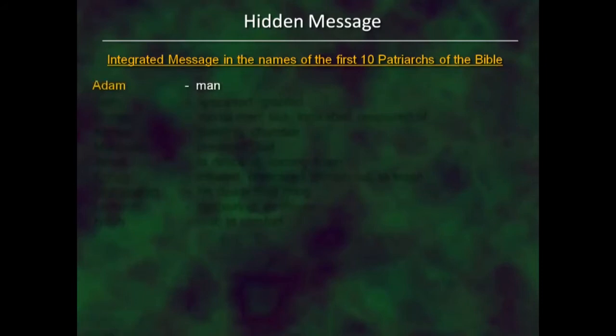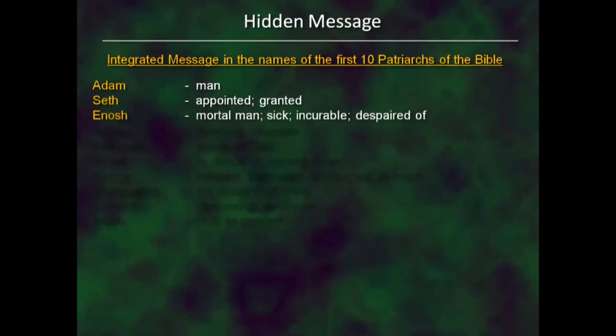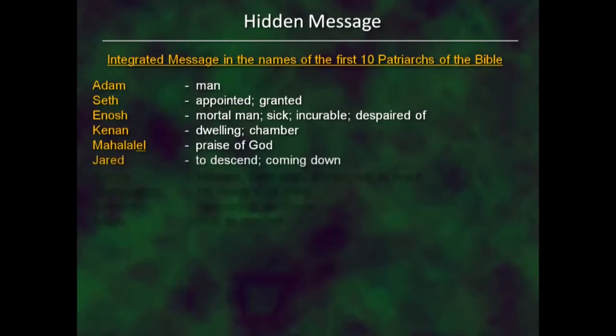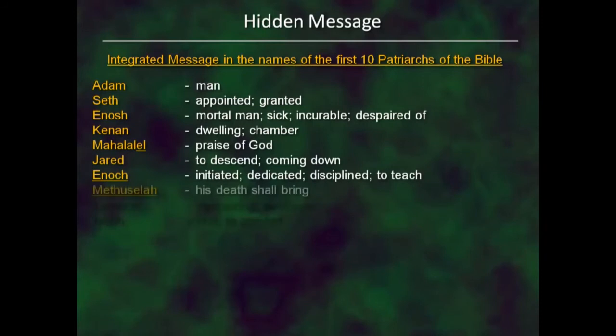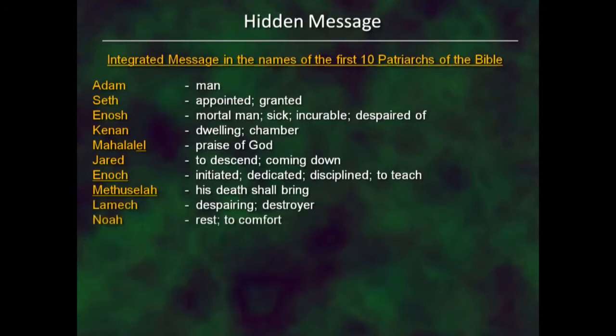But if you look at the actual meaning of the names in this list of patriarchs, we can see that Adam, his name means man. Seth means appointed or granted. Enosh means mortal or sick or despaired. Kenan means dwelling or chamber. Mahalalel means the praise of God. Jared means to descend or coming down. Enoch means initiated or disciplined or to teach. Methuselah, that's the one we mentioned earlier, means his death shall bring. Lamech is despairing or destroyer. And Noah means to rest or to comfort.